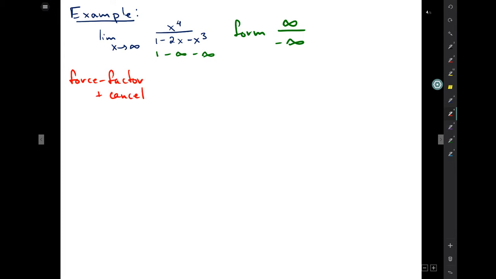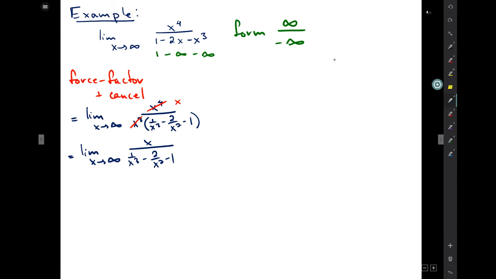Just so you can see it again. So I don't have to do anything on the top. It's just the one term. And on the bottom, the highest power is x cubed, so I'll take that out. And I get 1 over x cubed minus 2 over x squared minus 1. I cancel. I'm left with an x on the top. And so what I have is x over 1 over x cubed minus 2 over x squared minus 1.